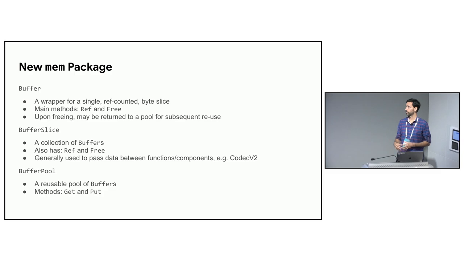The next one is a buffer slice, which is basically a slice of buffers, or a collection of buffers. Because gRPC deals with a lot of chunked data, buffer slices make a lot of sense. And this is basically the type that is passed around between components. And last but not the least is the buffer pool. It's basically a reusable pool of buffers. So instead of getting garbage collected, we put it back into the pool and reuse it.